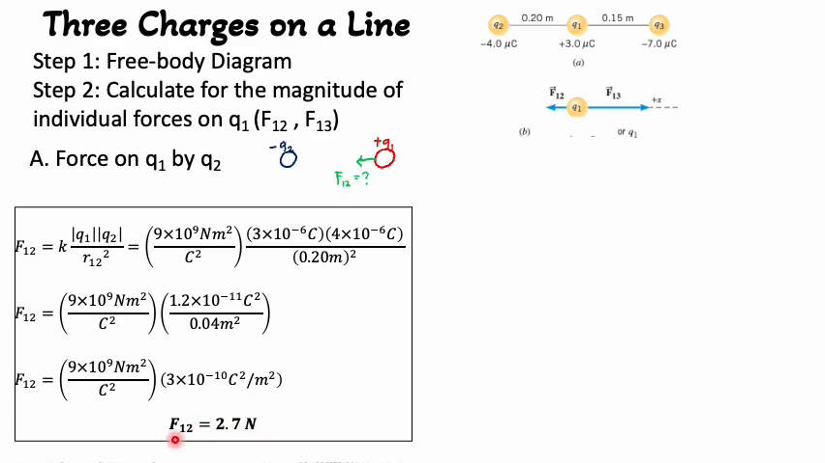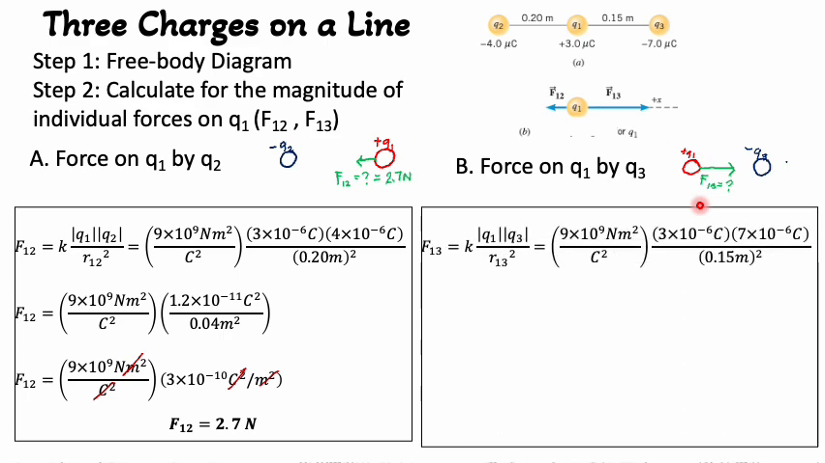So yan yung na-experience na force ng Q1 because of this negative charge 2. Now, how about the force on Q1 by Q3? Ayan. So, again, you draw another separate free body diagram. So, Q3 naman ang i-consider natin. So, it has a much longer magnitude. So, let's find what is the force on Q1 by Q3.